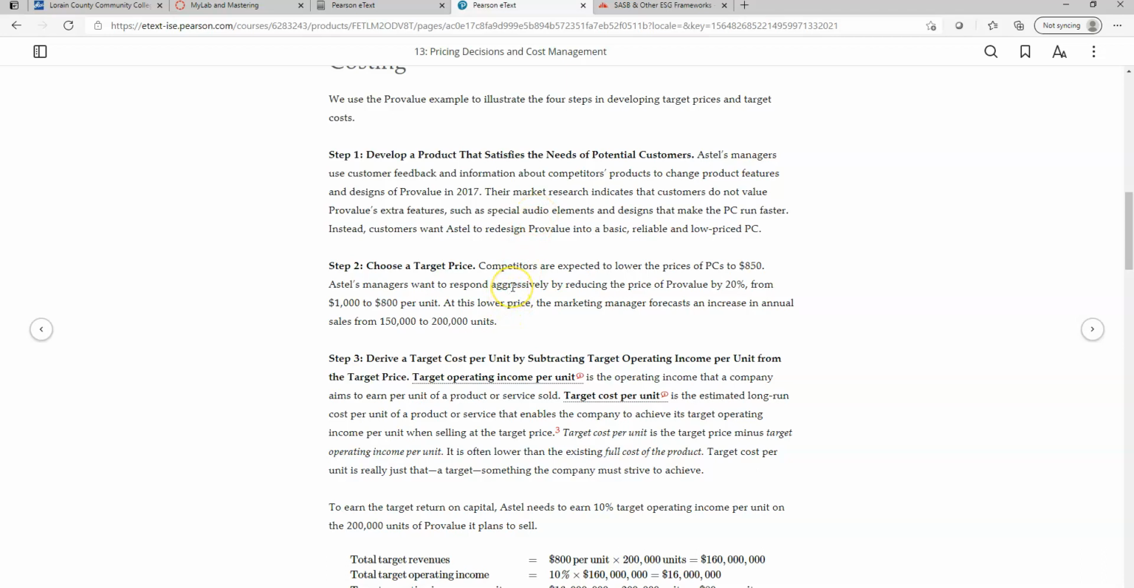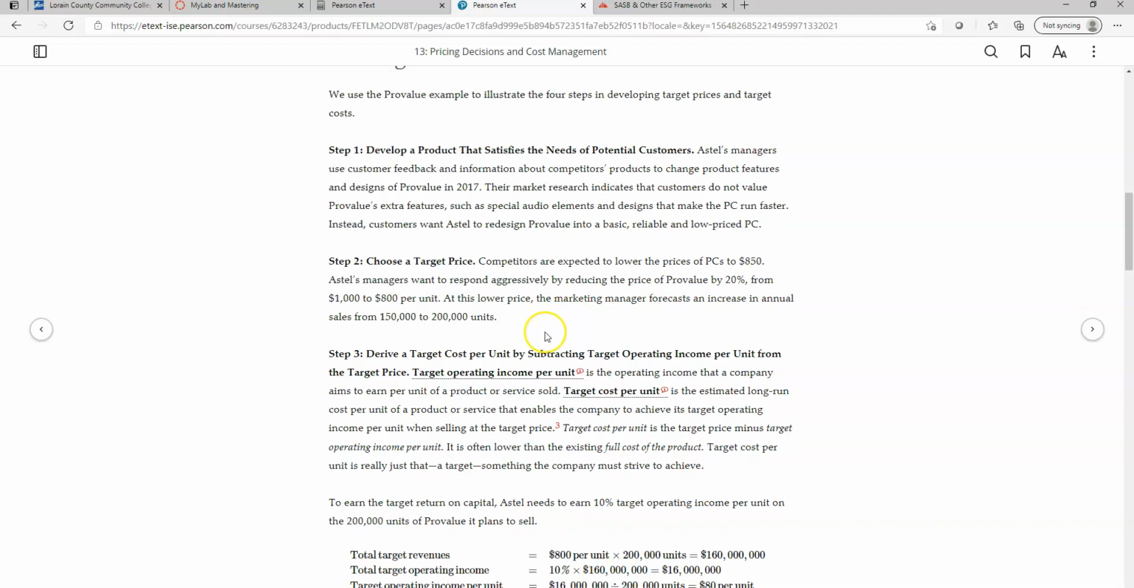So in here with Ask Those Managers, the competitor is going to lower the prices to $850. And knowing that, Ask Those Managers want to respond aggressively by reducing the price of ProValue by 20%. Currently it's $1,000, but now they want to reduce it to $800. And at this lower price, the marketing manager forecasts an increase in annual sales from 150 to 200,000 units. So there we see the price elasticity, that as prices change, demand is going to change.